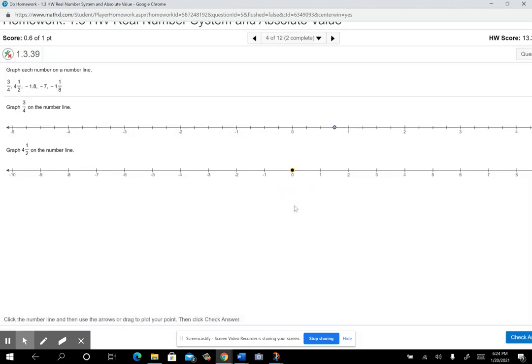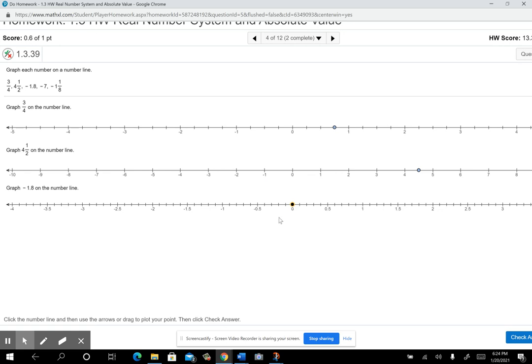Okay. All right, now it wants me to plot 4.5. So I'm going to grab that by clicking on it and holding it so I can move it. And I'm going to go to 1, 2, 3, 4 whole numbers and then an extra half. Check my answer.